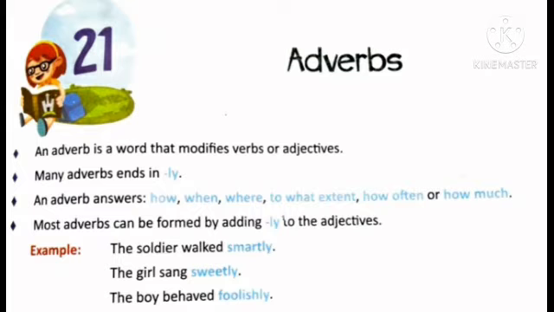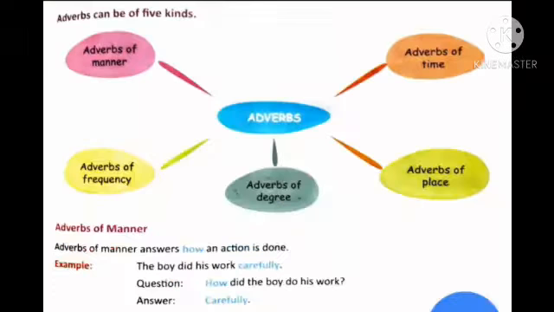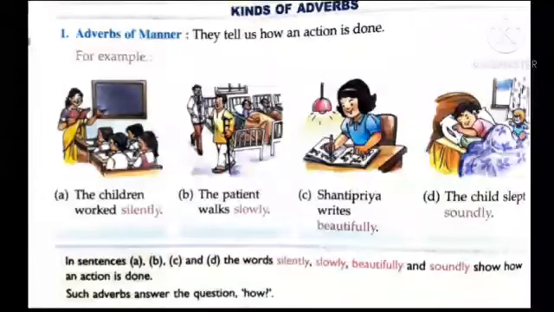For example, smartly: the soldiers walked smartly. The girl sang sweetly. The boy behaved foolishly. Is it clear? Here you can see in this picture, adverbs can be of five kinds: adverbs of manner, adverbs of time, adverbs of place, adverbs of degree, and adverbs of frequency. Clear?